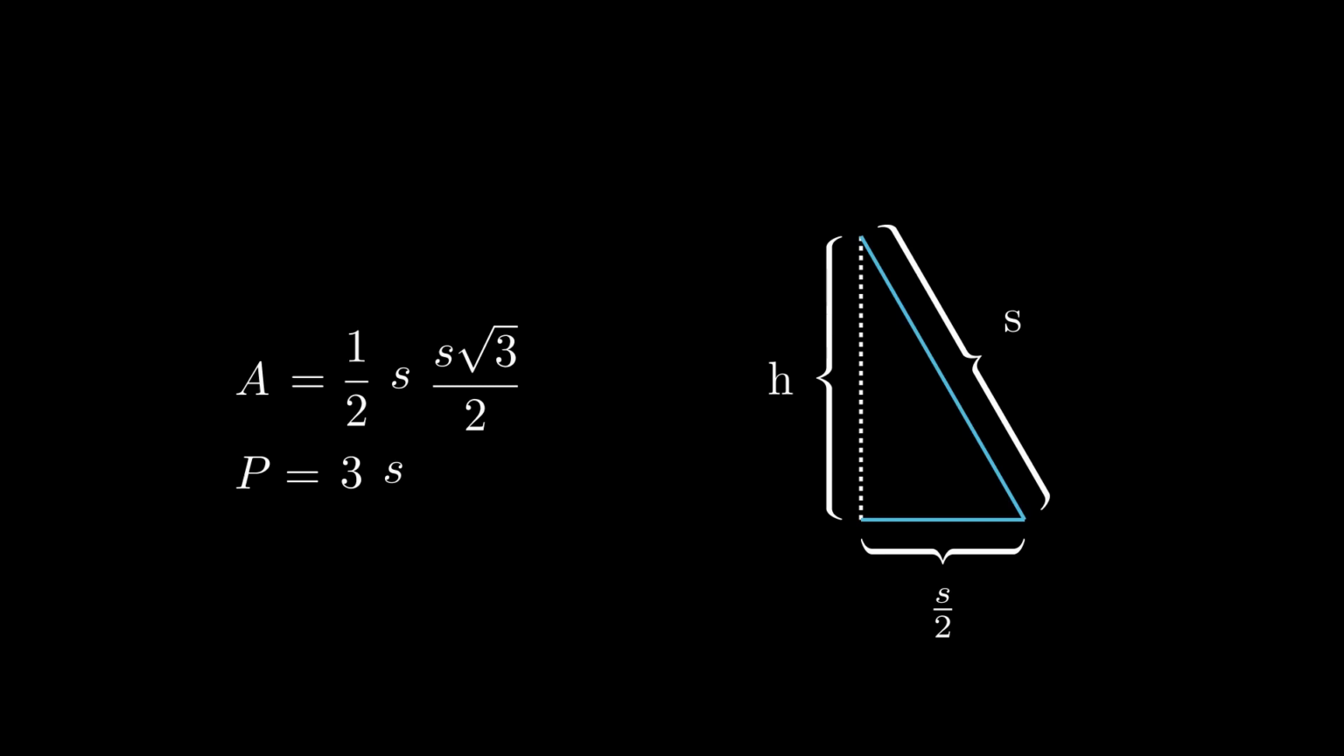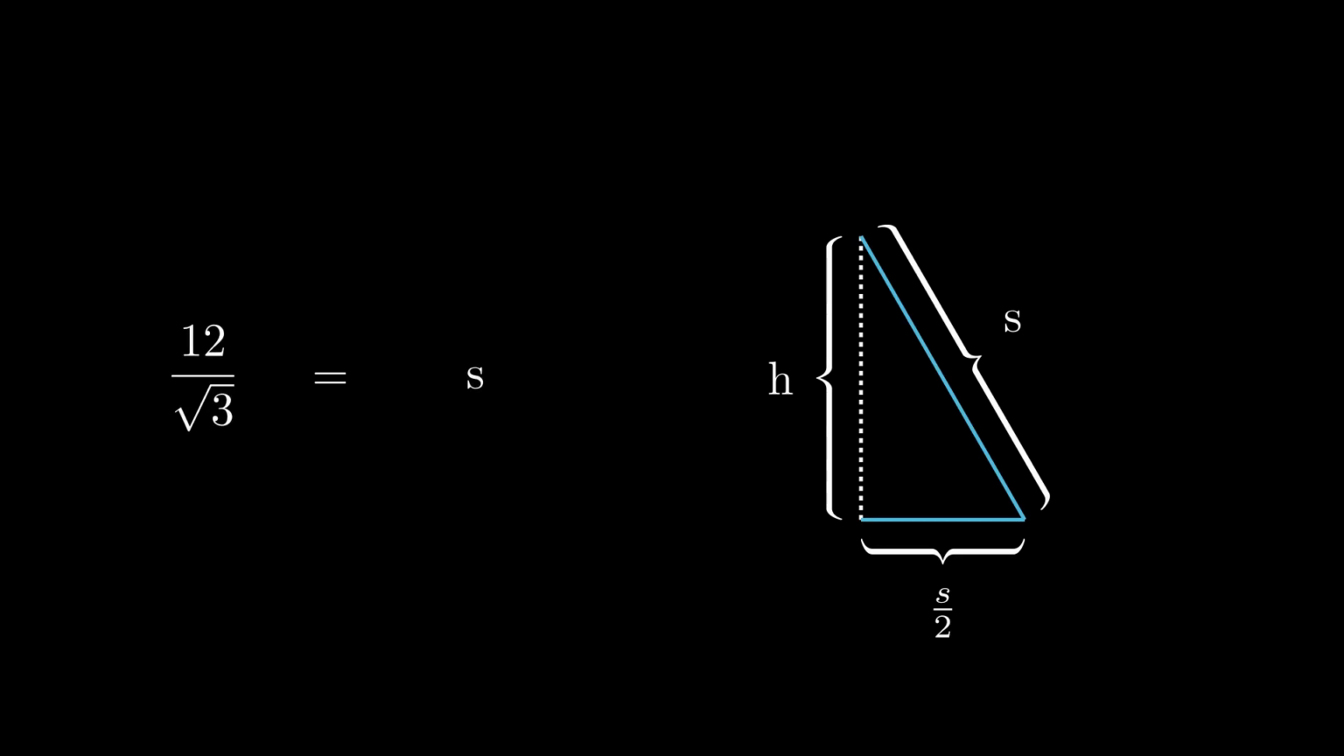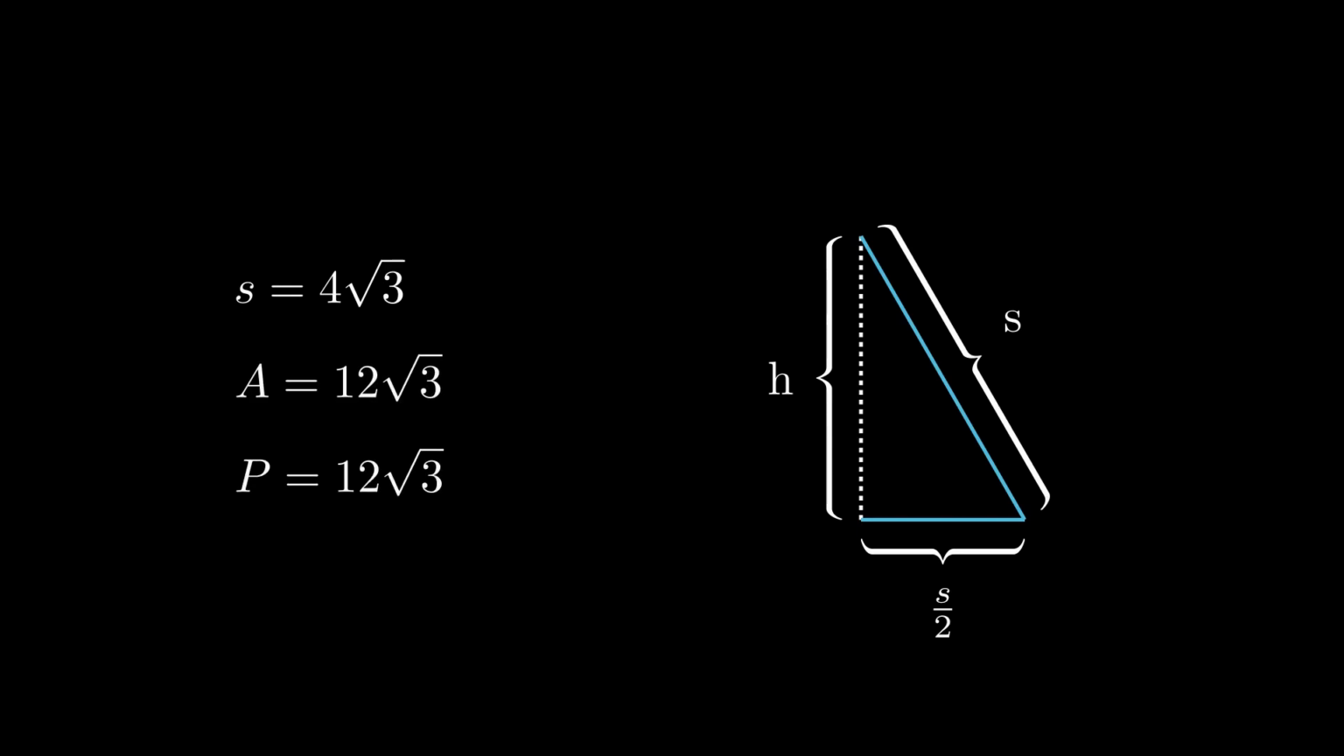The perimeter is 3 times s. Set these two equations equal and cancel the common factors. After simplifying the radical, we are left with a final answer. Using the formulas provides the same answer for both area and perimeter. This gives us the answer to our original question, a side length of 4 times the square root of 3.